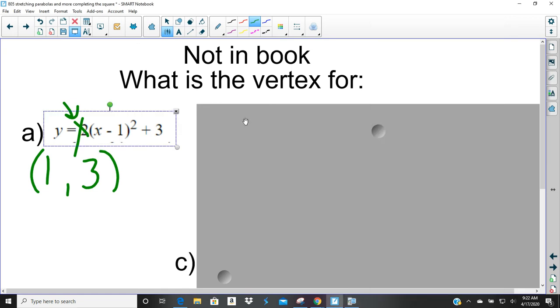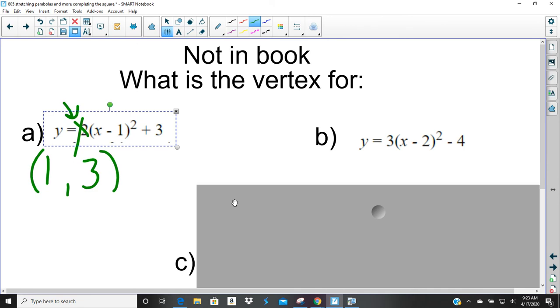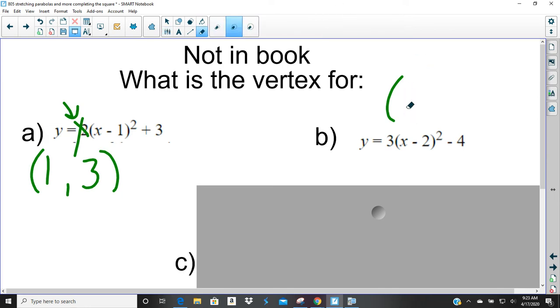Let's talk about B for a minute. Take a look at this one. So first of all, what's the vertex? Okay, so the vertex is going to be same number, different sign. So it's going to be, sorry, I don't know why I'm having problems today moving my arms the way I want them to, 2 comma negative 4.